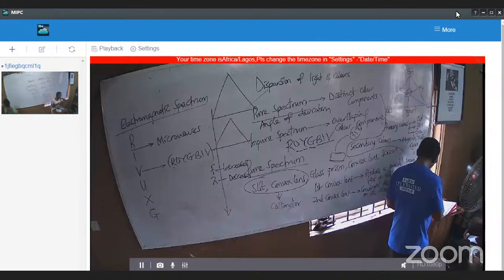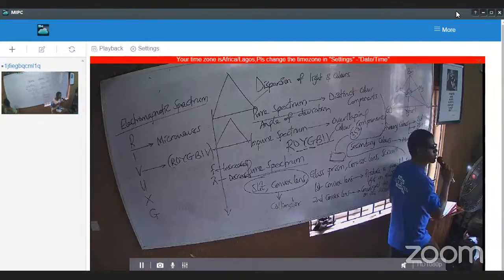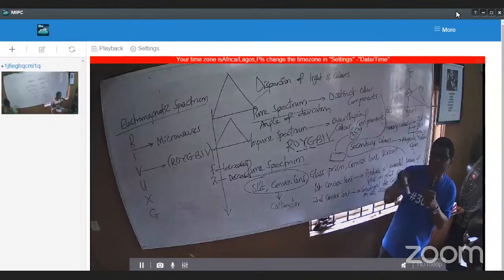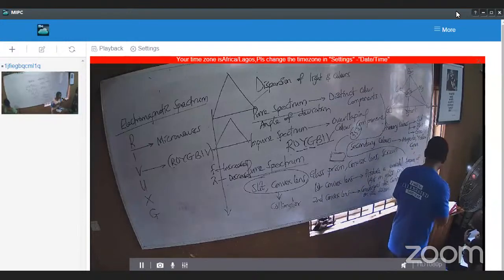Option A, green. Option B, blue. Option C, red. Option D, black. Class, what's the answer? Black. So why? Because no color is common to green and red. They are both primary colors. There's no common color. So the answer is black.